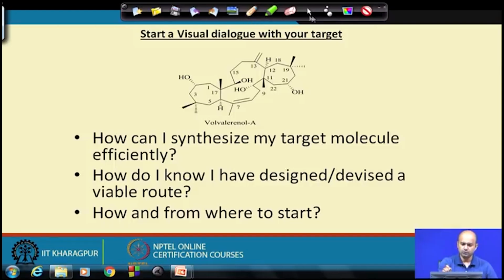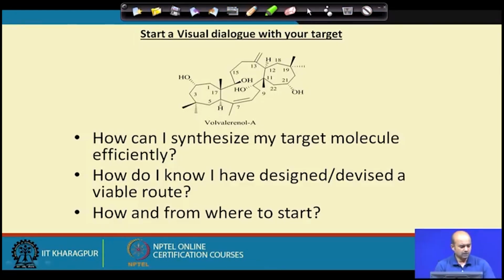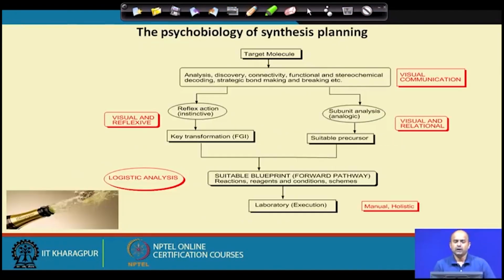So, eventually throughout this pathway, a tentative strategic design pathway I have tried to provide here, that once the target molecule is given to you, what should be the ideal approach? I placed a target molecule at the extreme top.